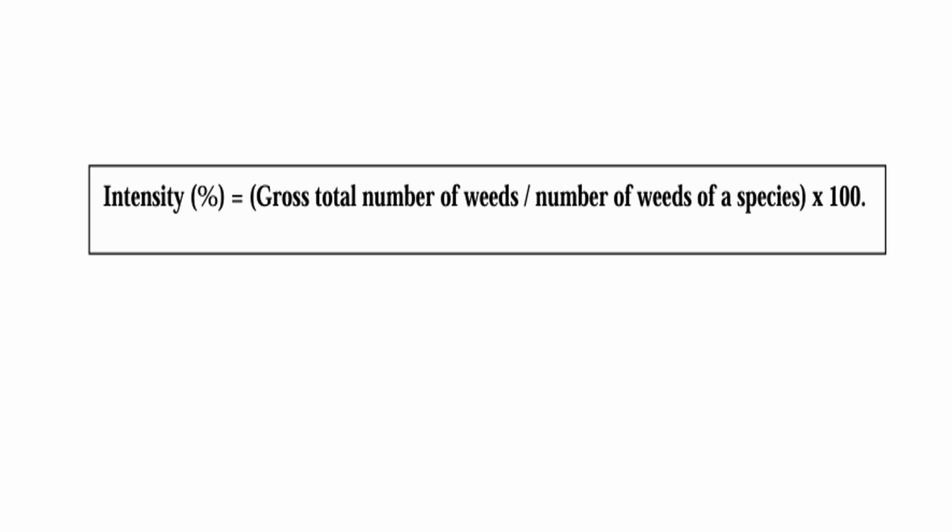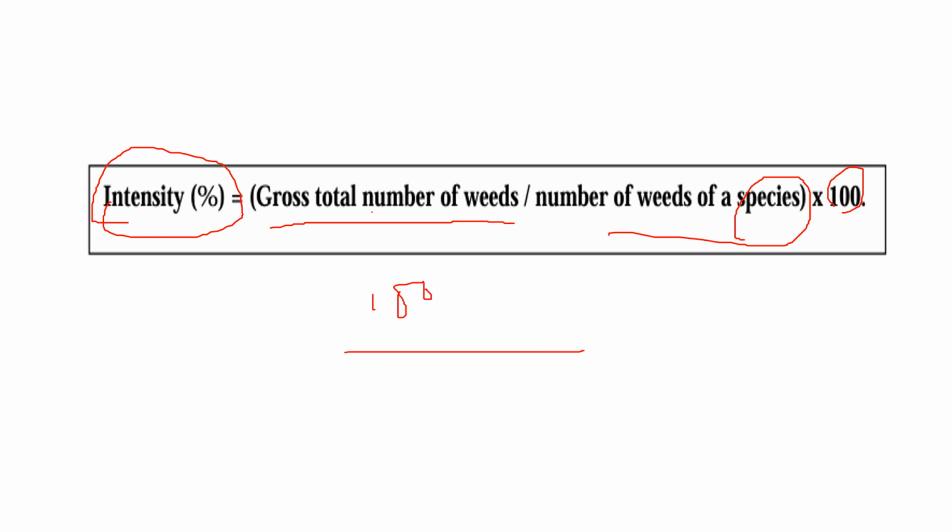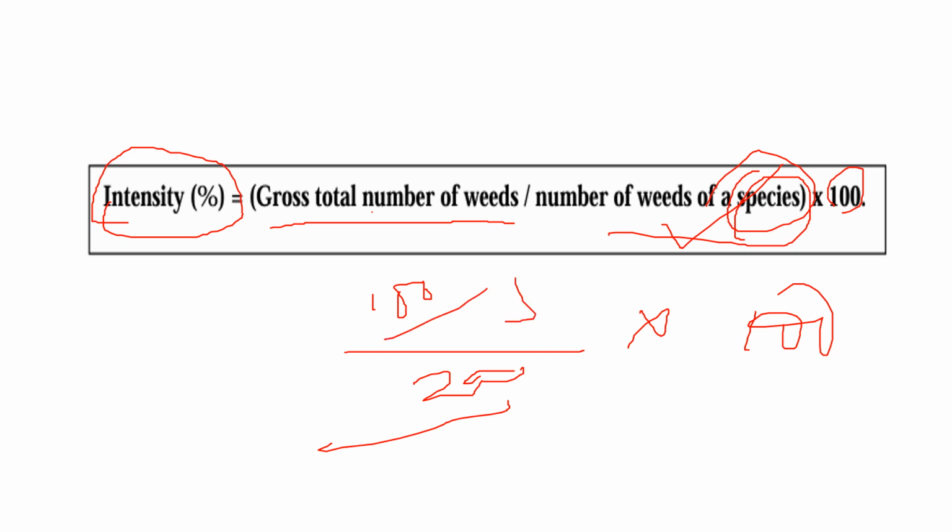The other very simple formula is intensity. Weed intensity: the formula is the number of weeds of a species divided by the gross total number of weeds, into 100. For example, if the gross weeds in a particular place is 100, and the number of weeds of a particular species, Echinochloa, is 20, then the intensity of that Echinochloa is 20 divided by 100 into 100, that is 20%. In such a way you are going to calculate the intensity of a particular species. This is how you are going to estimate weed flora in a particular place.